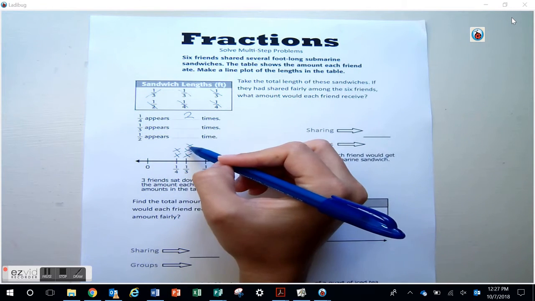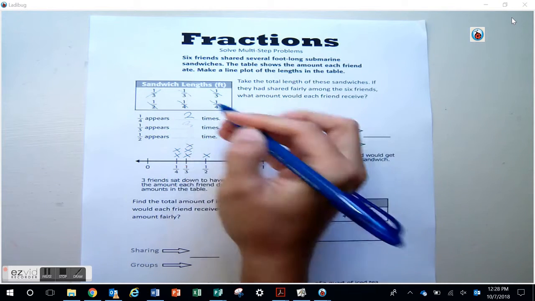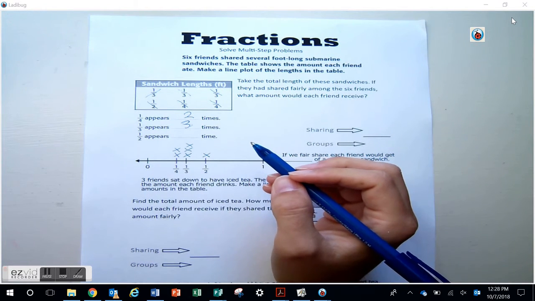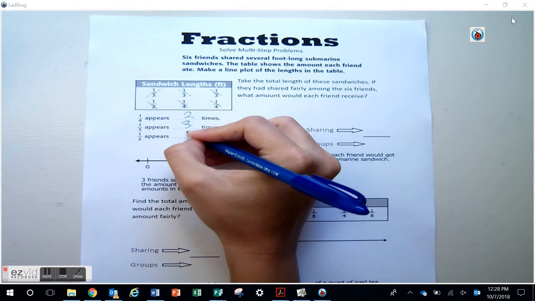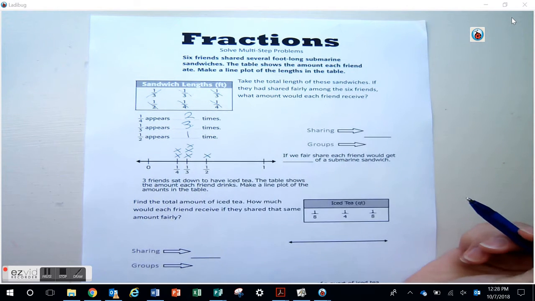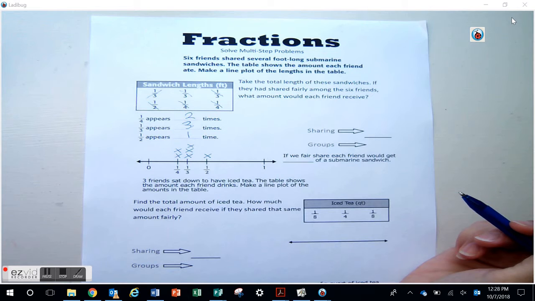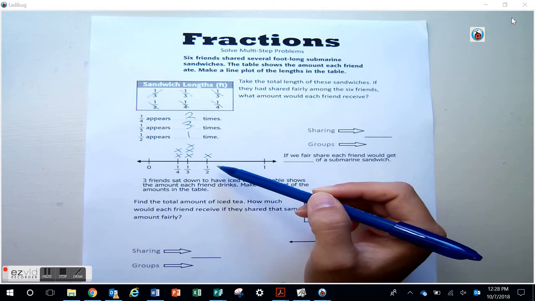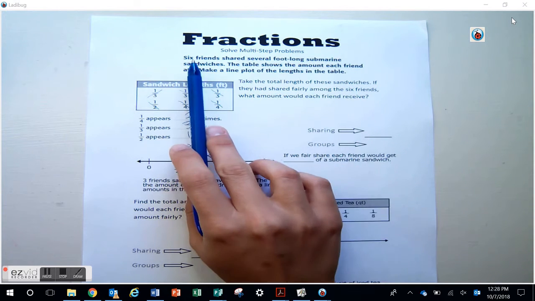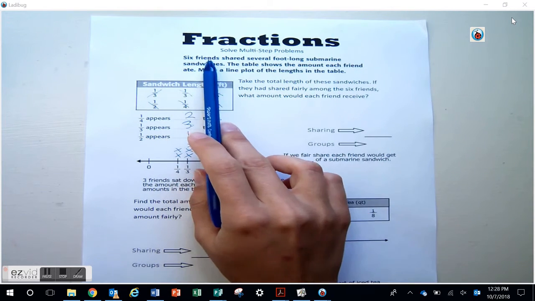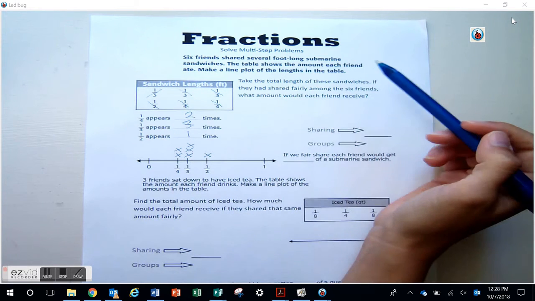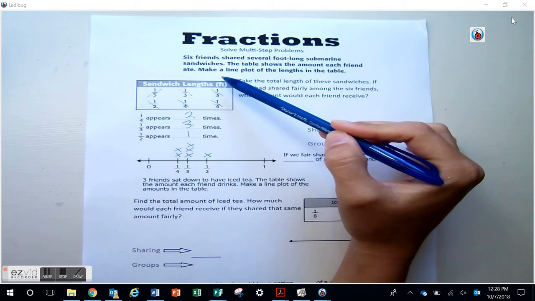1/3, we had 1, 2, 3. We had 3 1/3 size sandwiches, and we had 1 1/2 size sandwich. So now we've taken our information and put it into a line plot. And we should have 6 because there were 6 friends who shared. 1, 2, 3, 4, 5, 6. Great.